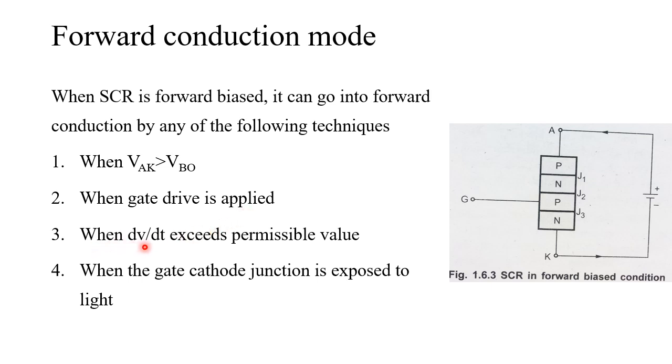Third one is when dV by dt exceeds the permissible value. That is, dV by dt in the sense the change in voltage should be very fast. When the change in voltage is very fast, it can turn on the SCR. Then the last one is when the gate cathode junction is exposed to light. So this is gate and this is cathode. When the junction J3 is exposed to light, there is a possibility of turning on the SCR.